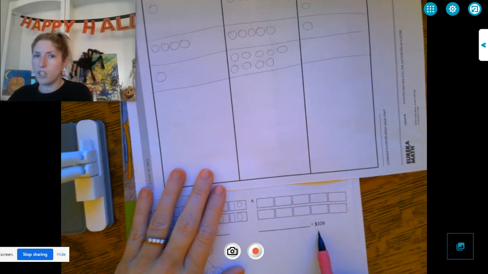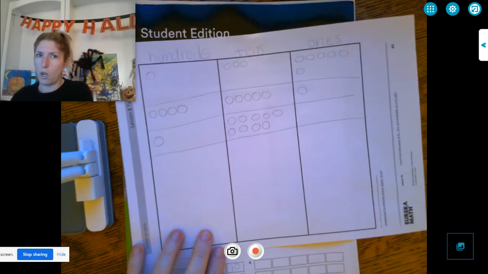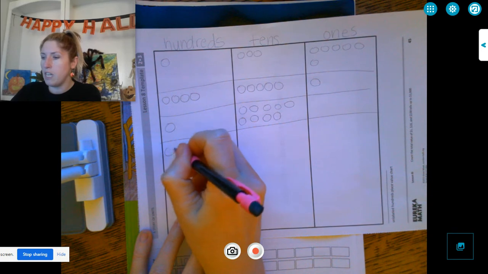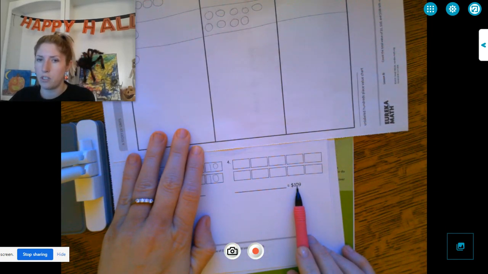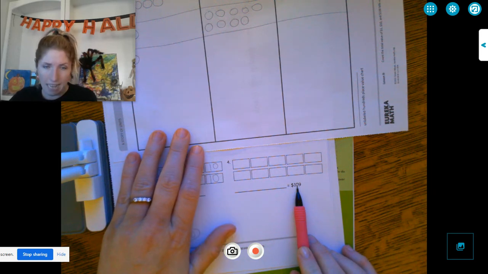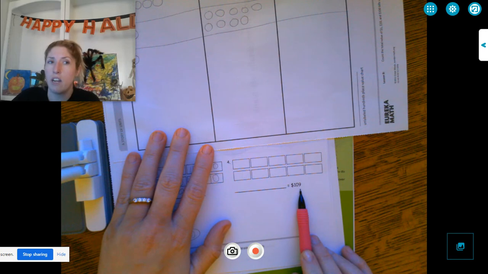All right, let's do $109. So 100. How many tens are in $109? None. 0. No tens. Okay, and how many ones are in $109?